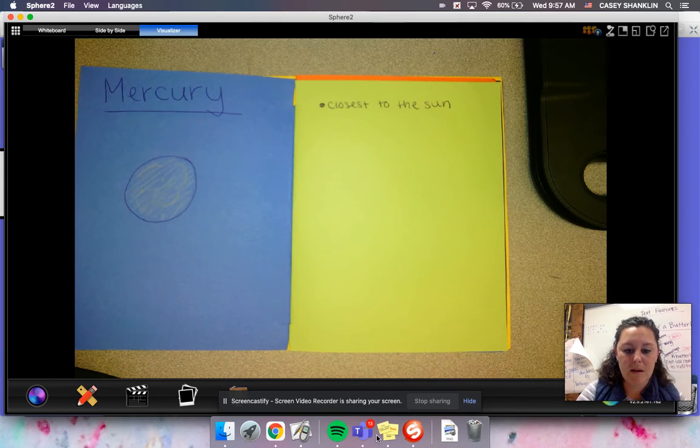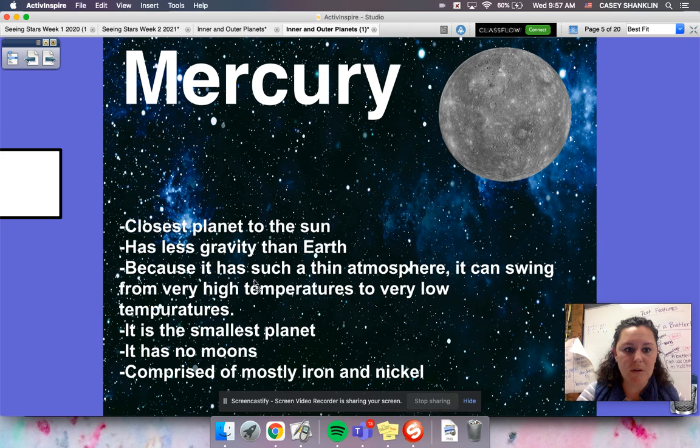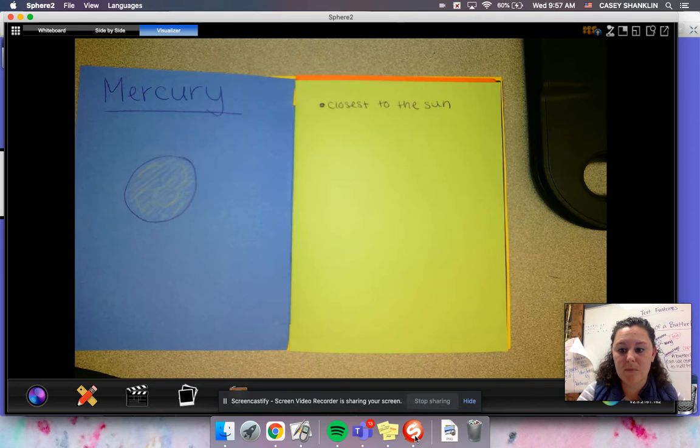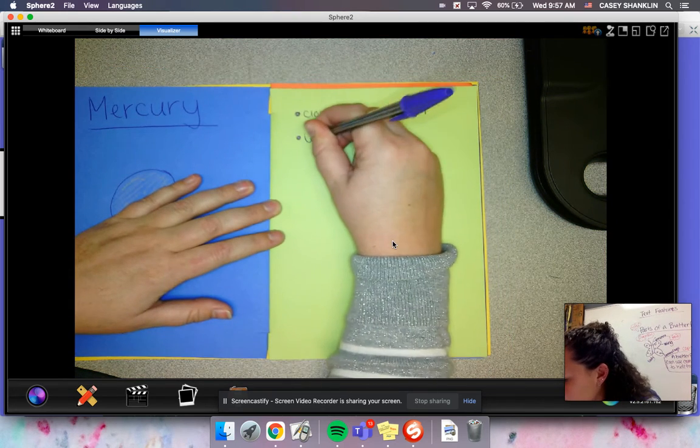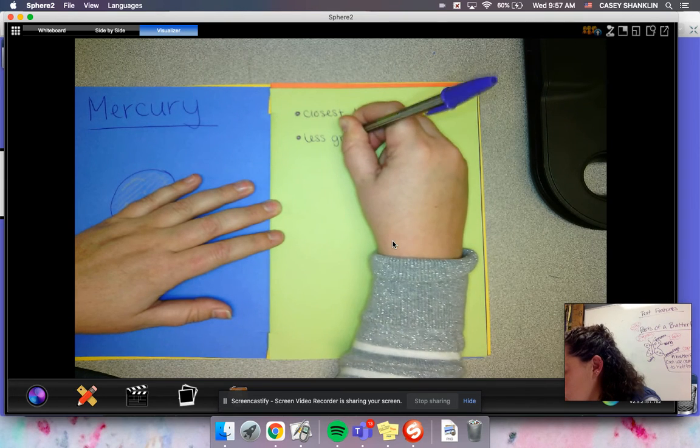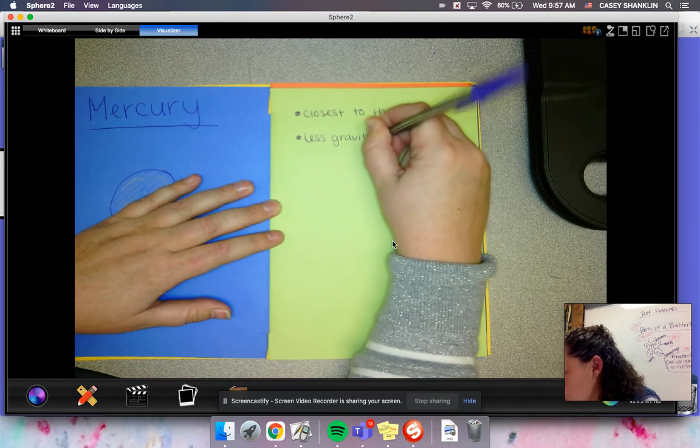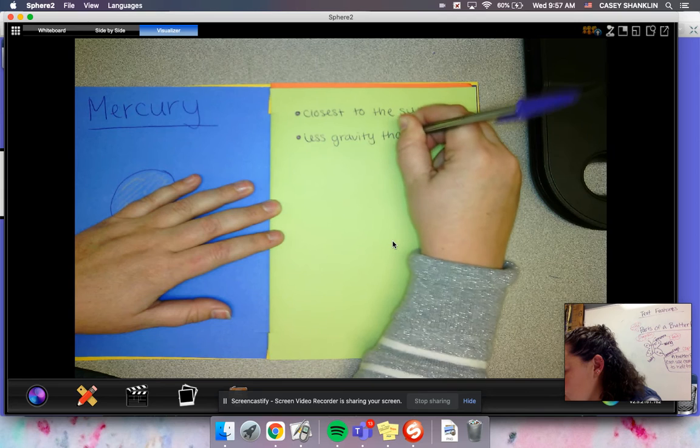Our next bullet point is that it has less gravity than Earth. So gravity is what kind of holds us down to the ground. We've talked about how when the astronauts go up to space, they float because they don't have that gravity to hold them down. So Mercury, there's less gravity than Earth.